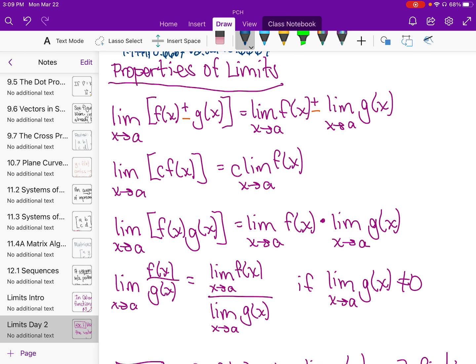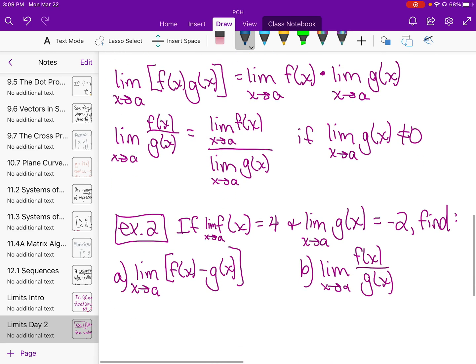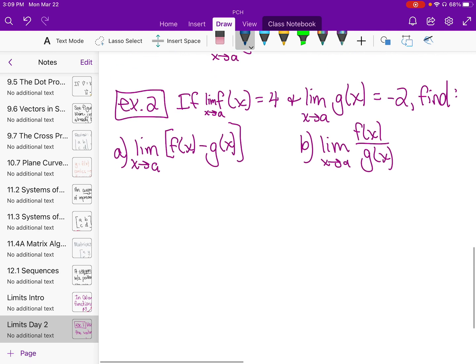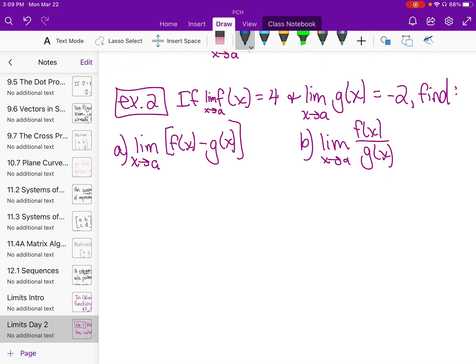The second one is I can pull a coefficient out in front. The third one I can split up multiplication, and the fourth one I can split up division, as long as the denominator is not equal to 0. So the way that you're going to see this in your homework is they're going to give you values of two limits, and they're going to ask you to find a sum, difference, product, quotient, something with a coefficient, things like that. So first thing, I'm just going to apply the property from above directly.